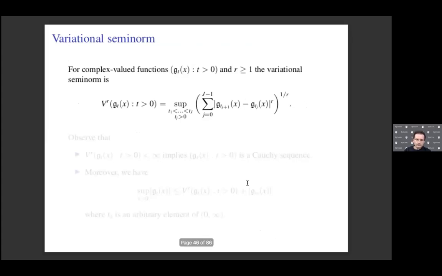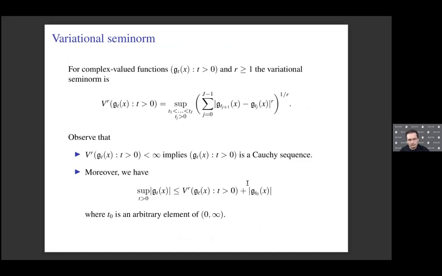Okay, and now let me recall the definition of the r-variational seminorm. It can be defined in this way: this is the quantity of this form. For any complex valued functions, we consider the small ℓ^r norm corresponding to the consecutive differences associated with a finite increasing sequence, and we take the sup over all finite increasing sequences. The nice advantage of our variation is that if this is finite, then this implies that the underlying sequence must be a Cauchy sequence.